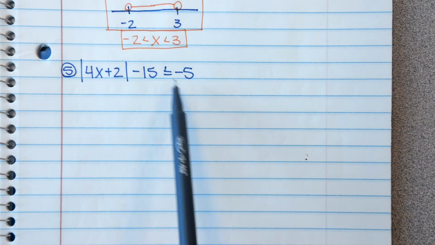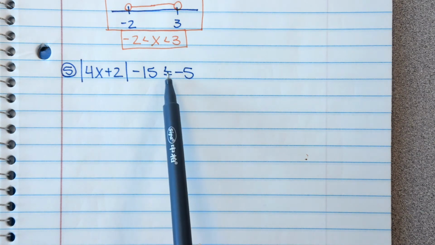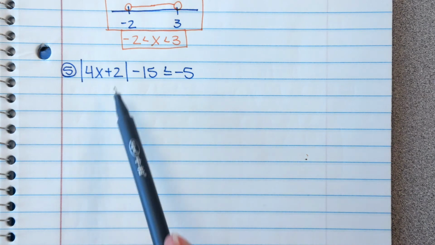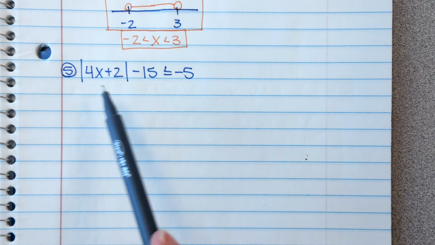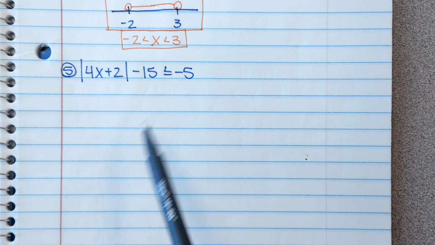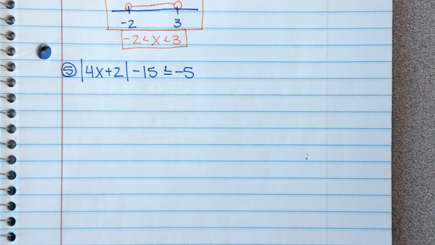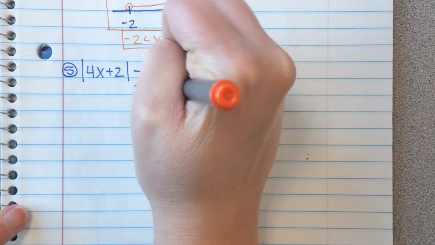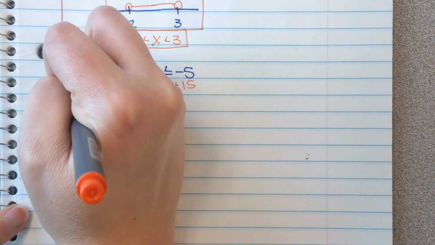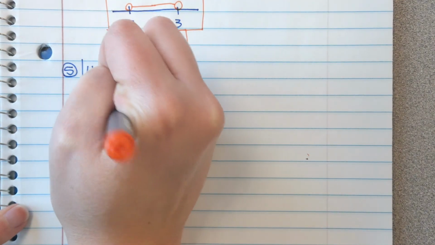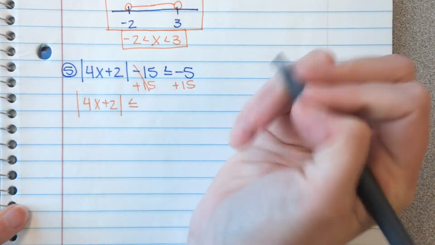Now we see this negative number over here, and there's a less than or equal to. So we're not just going to jump to conclusions. We're actually going to start working it out first. We need those absolute value bars by themselves before we can make a decision on whether it works or not. So what's on the outside of the bars? Negative 15. How do we get rid of that? By adding 15. So it gives us the absolute value of 4x plus 2 is less than or equal to 10.